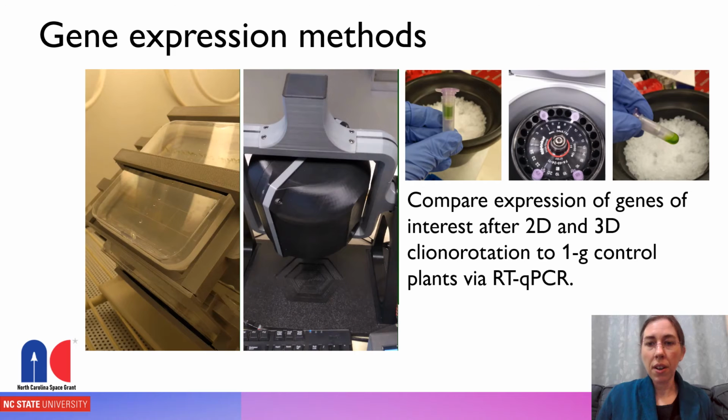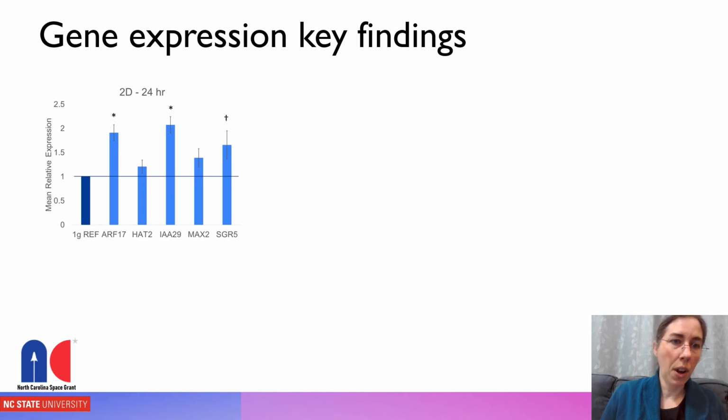I extracted RNA from these plants and compared gene expression of the simulated microgravity plants to the 1G plants using a technique called RT-qPCR. This graph shows results from my first experiment growing plants on the 2D clinostat for 24 hours. The 1G reference gene on these types of graph are always normalized to 1. Bars that are above 1 indicate higher gene expression, and bars that are below 1 have lower gene expression.